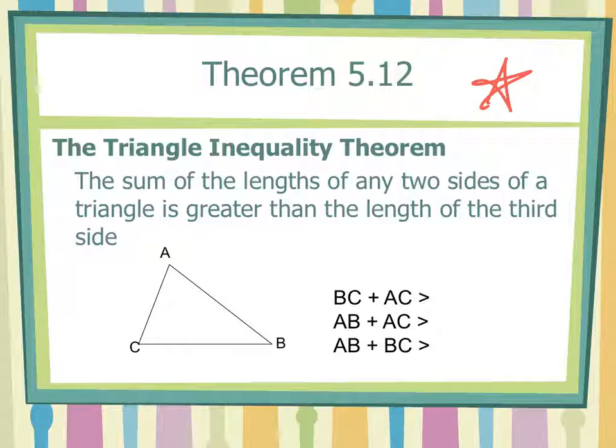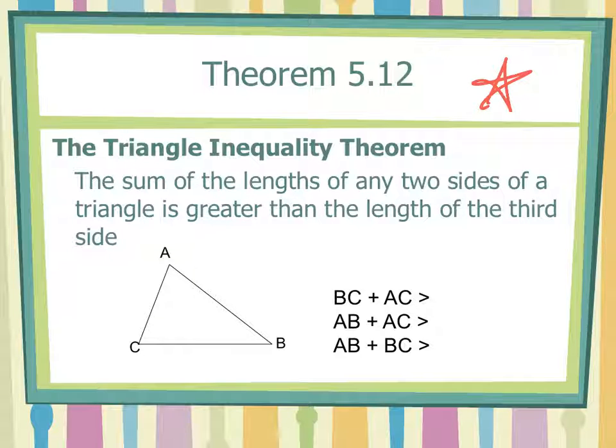So what that means is the only way that 3 sides will make a triangle is if 2 sides together, added together, are greater than the third side. Well, these 2 together are not greater than the third side. That's why it didn't make a triangle. If 2 of them together are greater than the third side, then it will make a triangle.